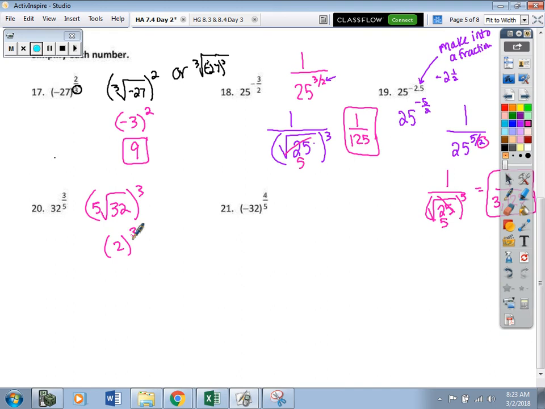And then we have 2 to the 3rd, and I was thinking maybe you did 2 times 3 is 6 instead of 2 times 2 times 2 is 8. Common mistake. And 21, what about Steven?